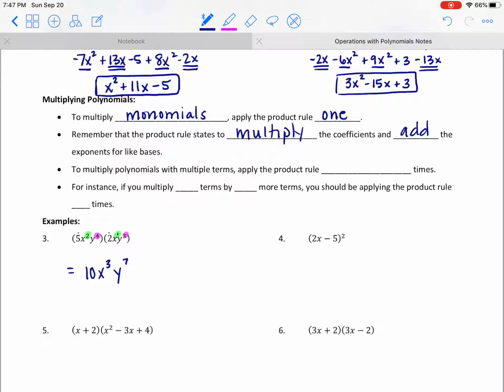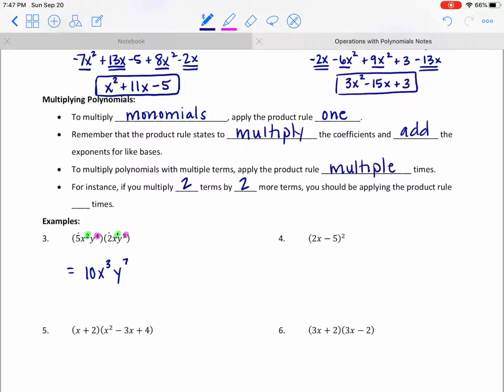Now, if we're multiplying larger polynomials, like polynomials with multiple terms, it's the same thing. It's still the product rule. We just have to apply the product rule multiple times. So if we're multiplying polynomials with multiple terms, apply the product rule multiple times. So for instance, let's say you're going to multiply a binomial times a binomial.